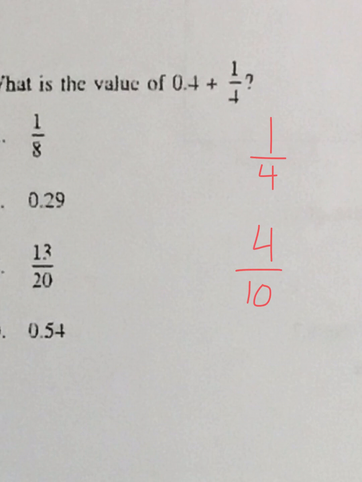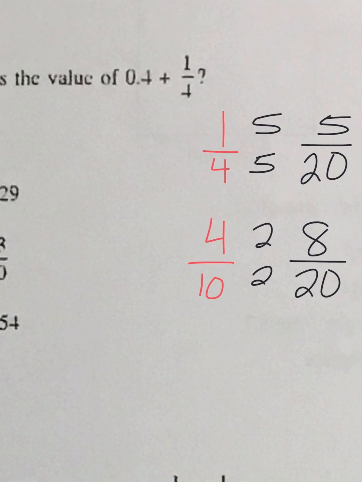Okay, can I add those together? No. What do I do? You have to make them the same. Common denominator, 20. How do I change 1/4? What do I multiply by? 5, to get 5, and then 2, 8. Now can I add them? Yes, to get 13/20.